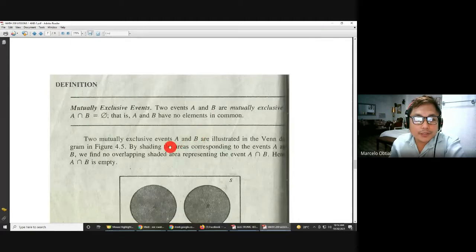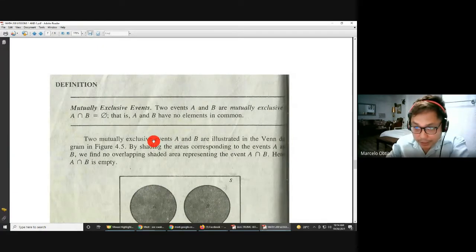The second operation is actually the same pa rin, intersection, but this time, it's mutually exclusive events. Ibig sabihin, kung anong meron siya, sa kanya lang.